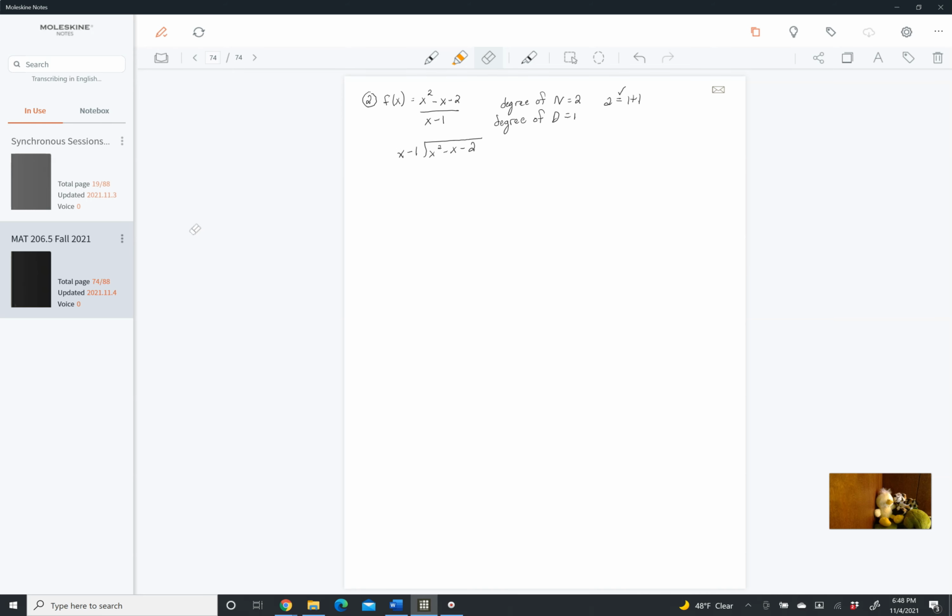How many times does x go into x squared? x times. Distribute the x. x times x minus 1 is x squared minus x. If we subtract this, everything actually cancels, so we get a 0. And then we can carry down the minus 2, and we're done. This is actually the remainder, because the degree of our divisor is greater than the degree of what we have here. Okay, so our slant asymptote is y is equal to x. This is the quotient here.